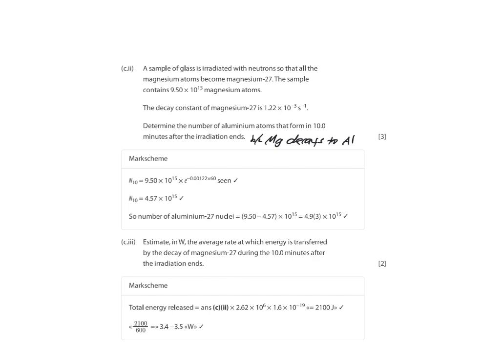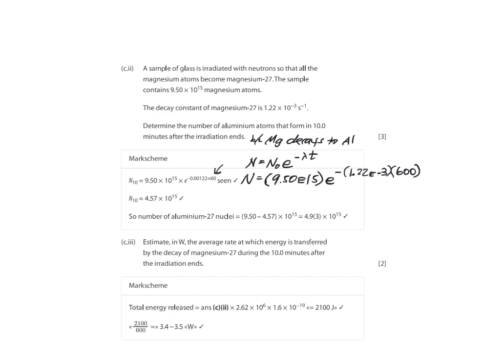Remembering that it said before magnesium decays to aluminum. So if you're wondering why they are talking about aluminum, magnesium-27 decays to aluminum. So we have 9.5 times 10 to the 15 magnesium atoms to start, and then we have their decay constant, and it's 10 minutes. I don't know where they're getting 60 in the mark scheme. That's 10 minutes, so that's 10 times 60, that's 600 seconds. And we have to use seconds because our decay constant is using seconds.